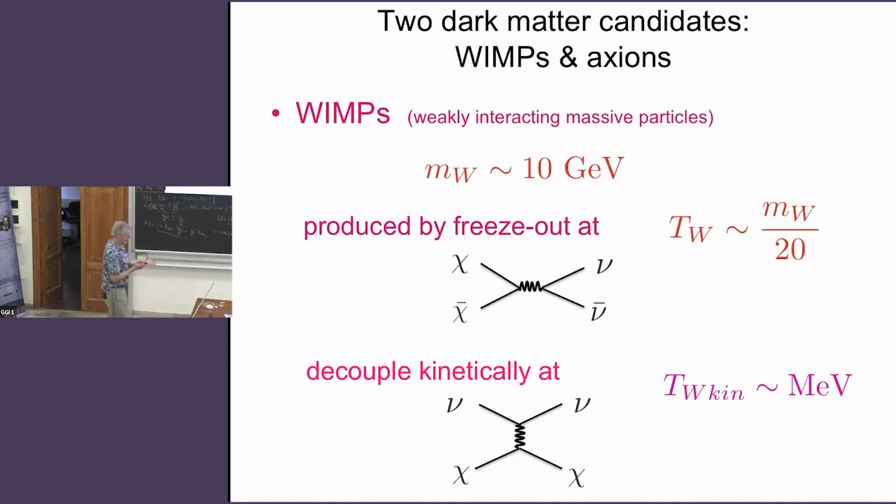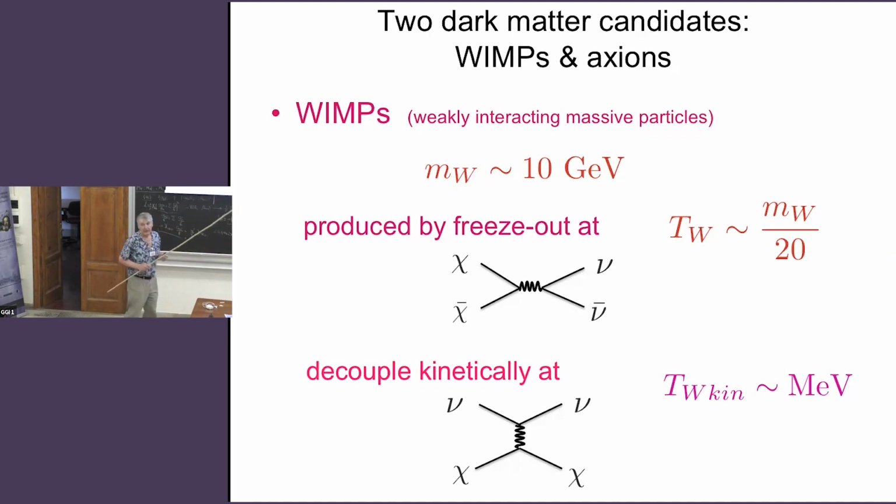Okay, well, this is also stuff I think that you know very well, but let's say it anyway. There are 2 basic dark matter candidates. Actually, there are many, but they fall in these 2 categories, either particle or wave dark matter. So the WIMP is the archetypical particle dark matter. It has a mass of 10 GeV. It's produced by freeze-out. This happens at a temperature of order 1/20th its mass, it turns out.